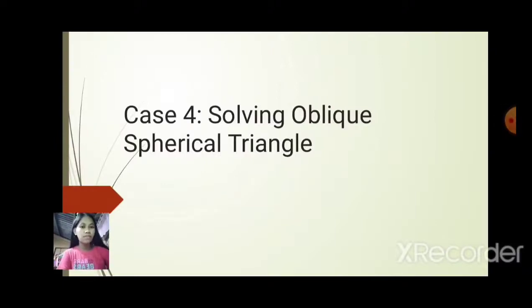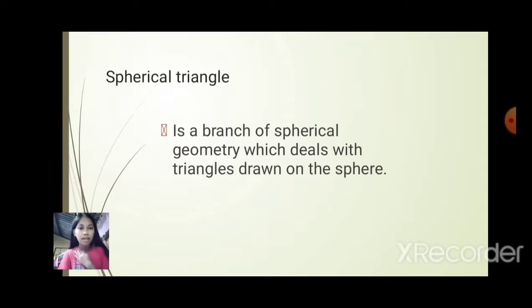So good day everyone. Today we're talking about cases for solving oblique spherical triangles. First, what is a spherical triangle? A spherical triangle is a branch of spherical geometry which deals with triangles drawn on a sphere.